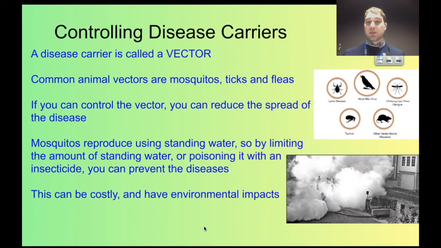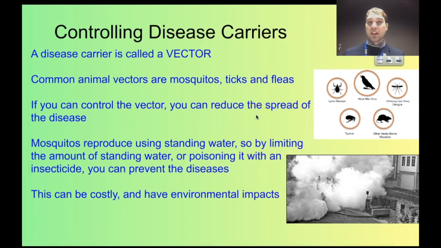So a vector is something that carries a disease. Normally we think of vectors in terms of living vectors, which are things like mosquitoes, ticks and fleas that are animals that spread disease. They are carrying the disease-causing pathogen. They themselves might not be affected by the pathogen, but they carry it and they can pass it on. But a vector can also be something like dust, which carries disease too. The idea is that if you can control the vector, then you can reduce the spread of the disease.